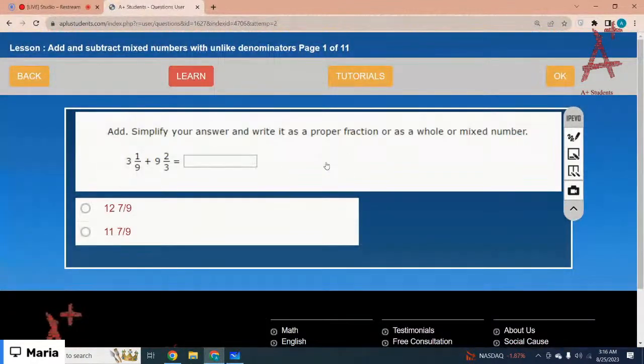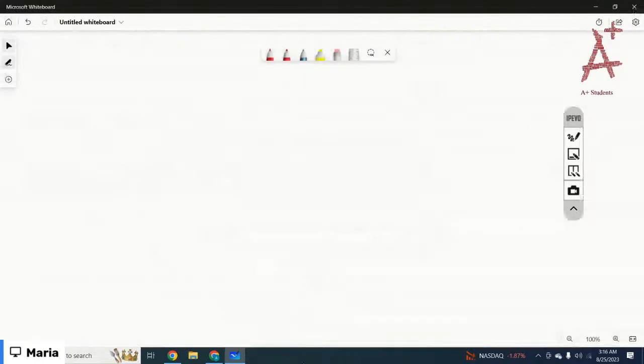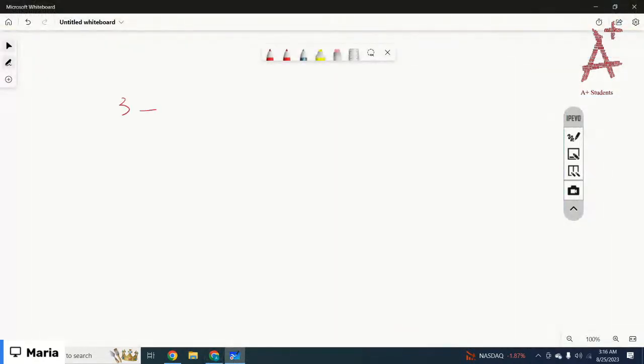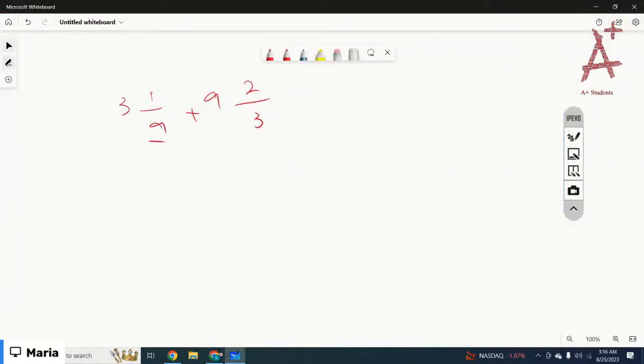3 whole 1 over 9 plus 9 whole 2 over 3. Okay, let's just listen to me carefully. I will go slow so that you can understand. 3 whole 1 over 9 plus 9 whole 2 over 3. Okay, just look at the denominators. Here you have 9, here you have 3, right? You have to make this denominator equal to the other one. So 3 times 3 is 9. You have to multiply only the fractional part by 3, right?